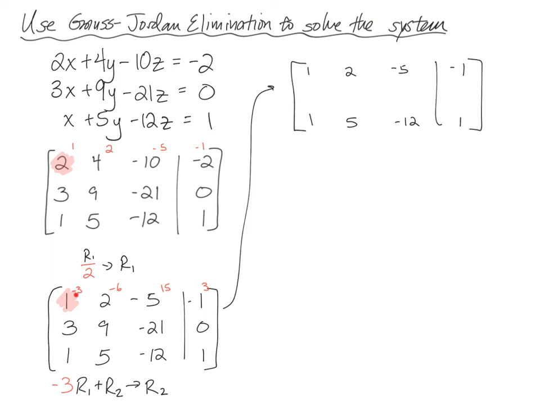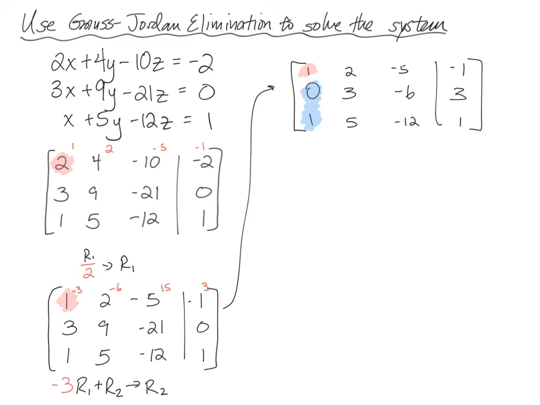Well, the first element in row 2 would be -3 plus 3 is 0, so let's put a 0 there. The next element would be -6 plus 9, which is 3, so we can put a 3 there. The next element is 15 plus a -21, which is a -6, okay? And the last element would be 3 plus 0 is 3. So there's the new row 2. So you can see we're working our way through getting zeros underneath this 1. So there we go.